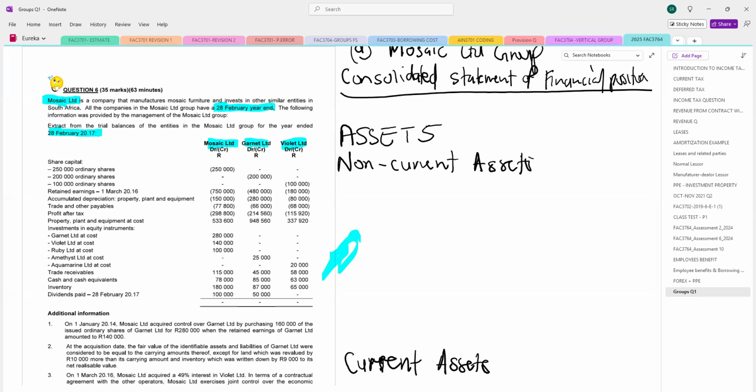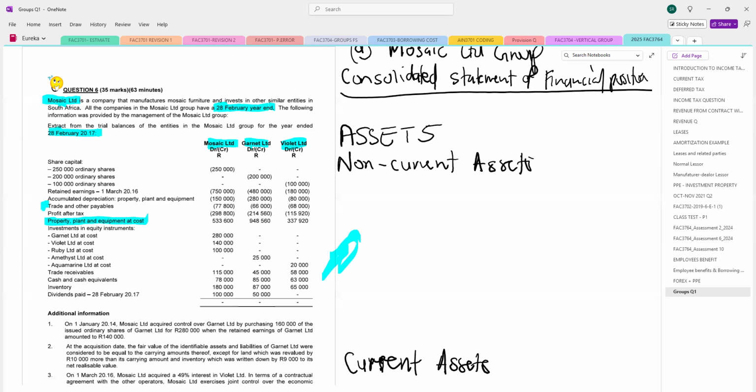Now, since I don't know who these companies are to Mosaic, I'm going to just focus on the actual accounts, right? So what do I have? I've got share capital, which is not an asset, it's an equity. I've got retained earnings, it's an equity. I've got accumulated depreciation, property, plant, and equipment. This is a negative asset, right? Then I've got trade and other payables. This is a liability. Then I've got profit after tax. Then I've got property, plant, and equipment. So this is my first non-current assets item.